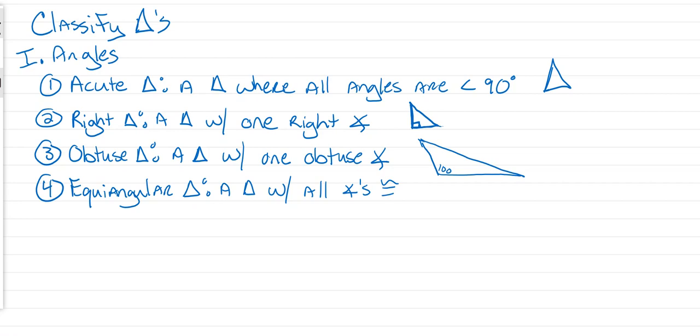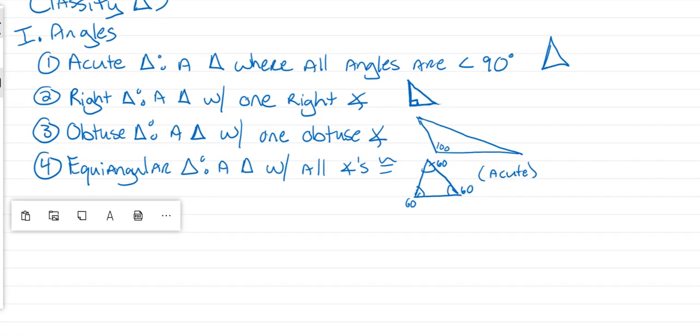And then the last one would be equal angular. And again, if it's equal angular, it will be marked as so. It'll look like this, and all of the angles will be marked congruent. Now, just as extra information, which will come up soon, when it's equal angular, all of these angles are going to be 60 degrees. Therefore, it's also considered acute as well, because all of the angles are less than 90.